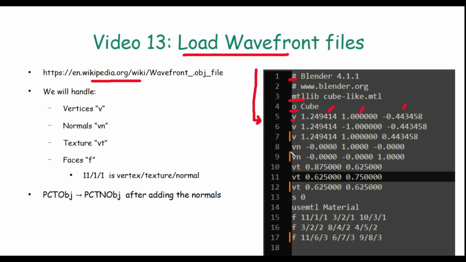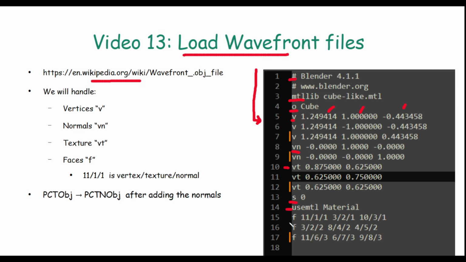Then we have normals, which start with vn, and each normal also has 3 coordinates representing the vector direction. Then we have texture coordinates, and each texture will have 2 coordinates. Then we have a smoothing line, S. I will be ignoring that. Again, there are some material definitions. I will ignore them for this tutorial.